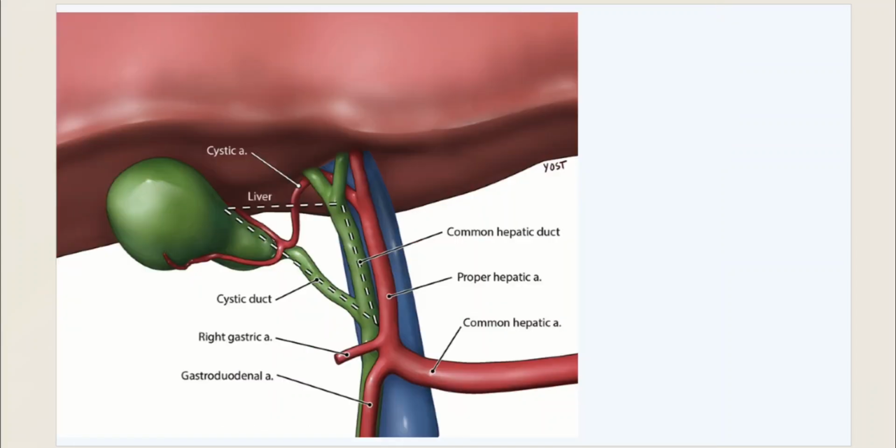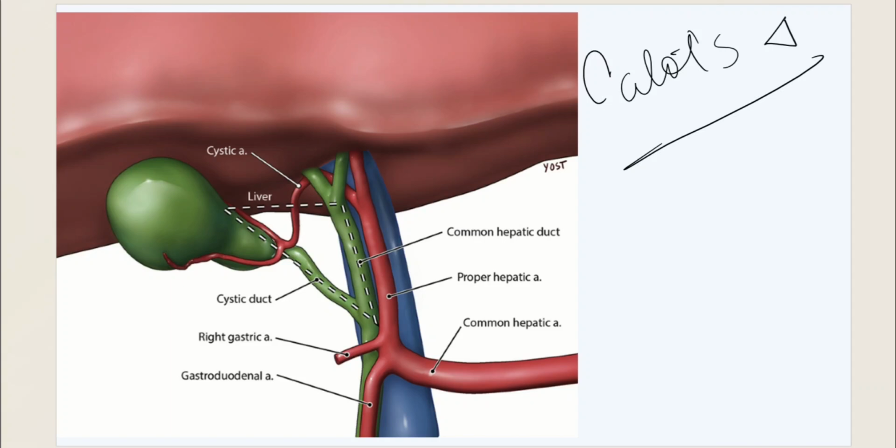Here I have shown Calot's triangle. This is a diagram to show the boundaries of Calot's triangle. Let's say these white dotted lines represent Calot's triangle.